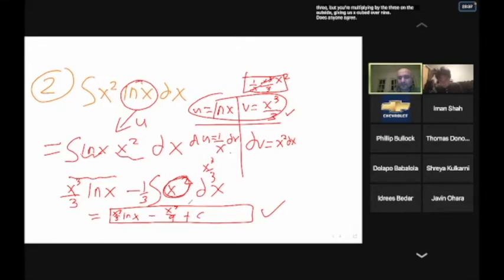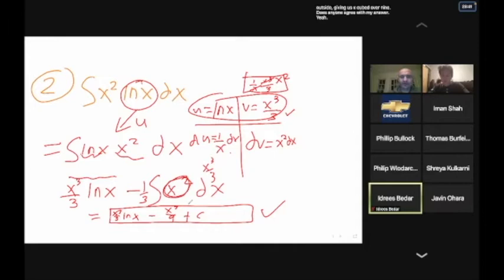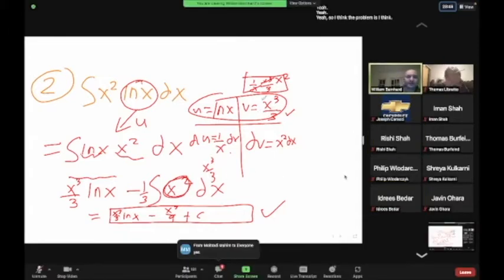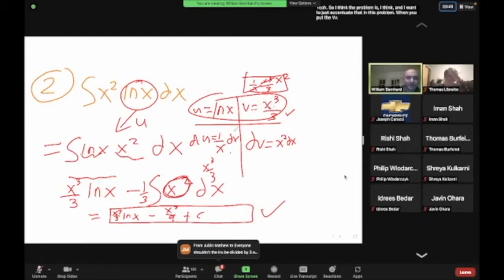Does anyone agree with my answer? Yes, that's what I got. Yeah, I got your answer too. So I think the problem is, and I want to accentuate this, when you put v du together, you want to simplify it before you find the antiderivative. That's the key. All right, we're going to practice more.